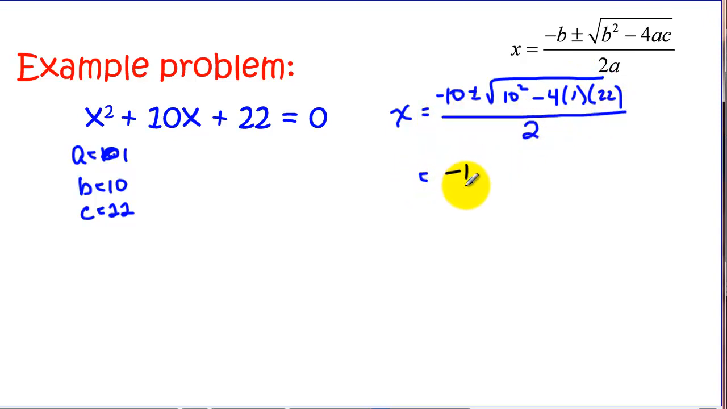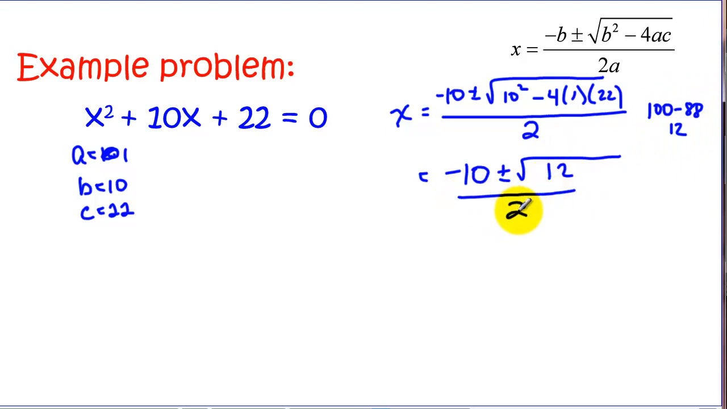So now we have negative 10 plus or minus the square root. Now here, under here, we have 100. Now we have here negative 88. So that's positive 12. So we have radical 12 over 2.